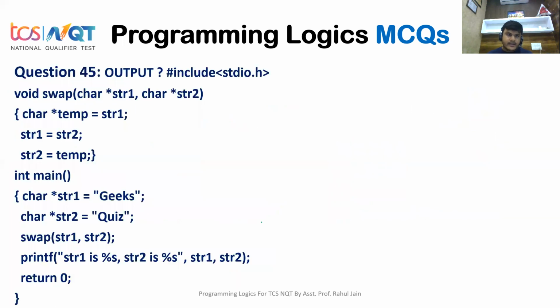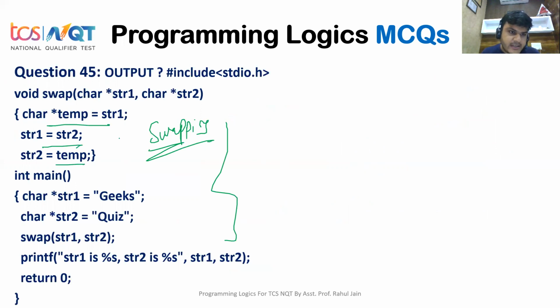Okay. Now question number 45 is the output of the following code. If you will see, basically they are using the concept of swapping. But would swapping work here? No. Why? Let's analyze the code. Here they are providing the technique of swapping, but the scope of this body is different, and where we are printing, the scope is different, right?